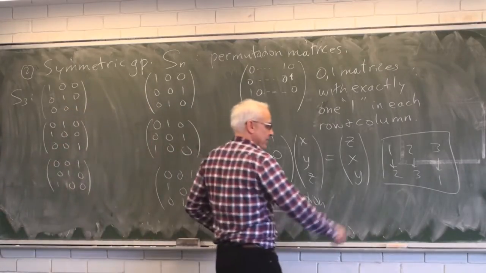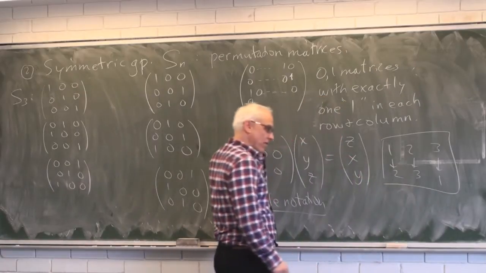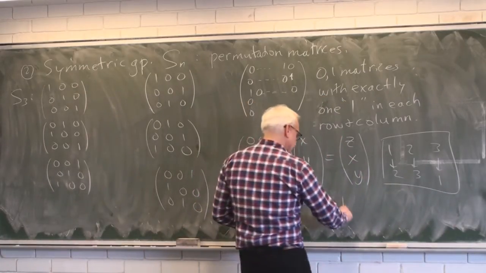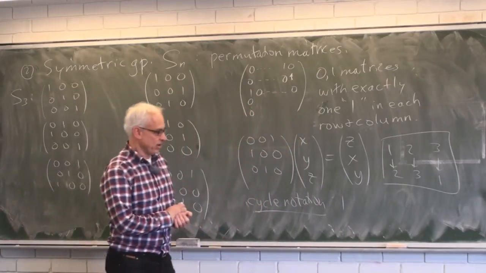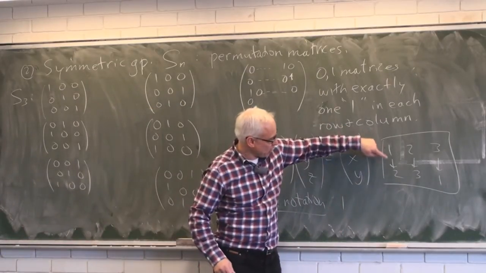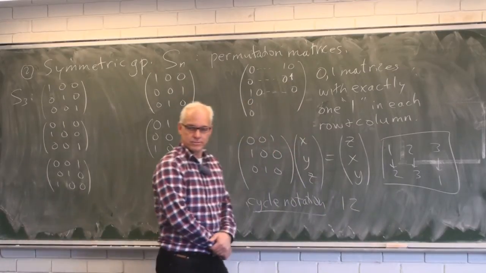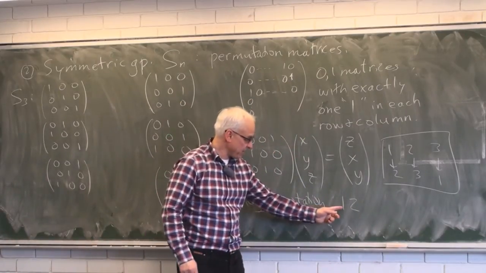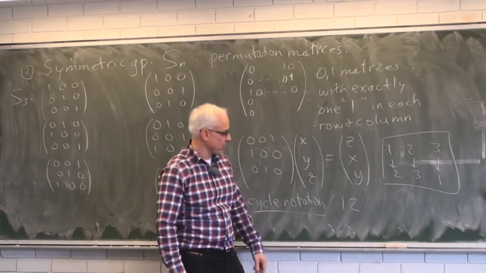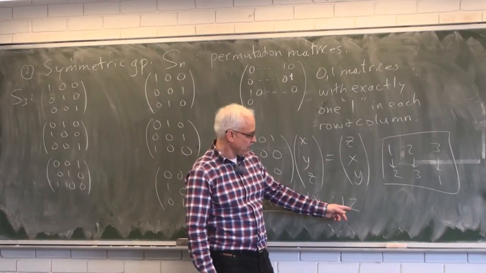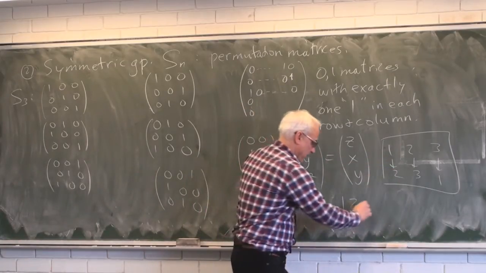You start with, you think of these 3 elements, 1, 2, and 3, corresponding to the 3 positions. And you say, all right, let's look at the thing that's in the first position. The thing that's in the first position goes to the second position, so we'll follow the 1 by a 2, telling us that the thing that's in the first position has gone to the second position. On the other hand, the thing that was in the second position has gone to the third position, so we would write a 3.